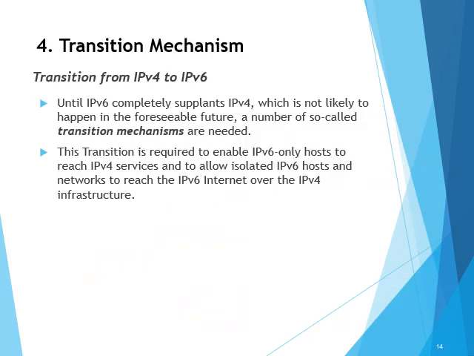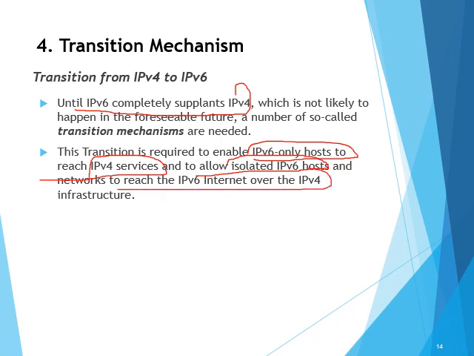Transition mechanism. This is the process or flow of moving from IPv4 to IPv6. The transition until IPv6 completely supplants IPv4 is not likely to happen in the foreseeable future, so a number of so-called transition mechanisms are needed. The transition is required to enable IPv4-only hosts to reach IPv6 services and to allow isolated IPv6 hosts and networks to reach IPv6 over IPv4 infrastructure.